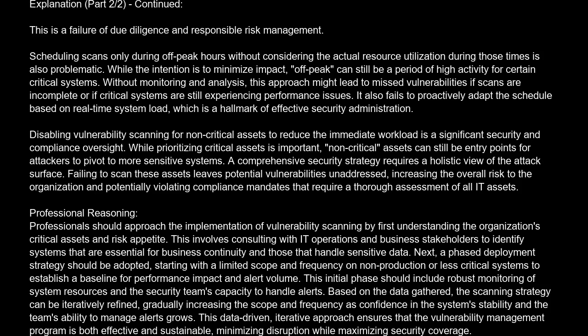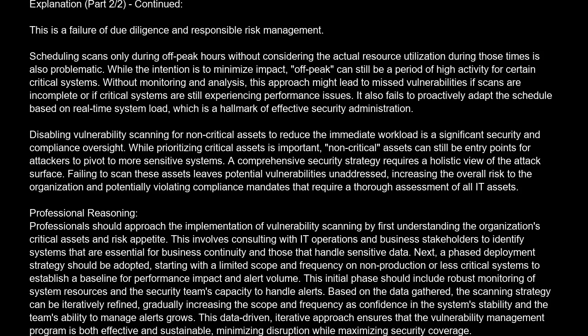Professional reasoning. Professionals should approach the implementation of vulnerability scanning by first understanding the organization's critical assets and risk appetite. This involves consulting with IT operations and business stakeholders to identify systems that are essential for business continuity and those that handle sensitive data. Next, a phased deployment strategy should be adopted, starting with a limited scope and frequency on non-production or less critical systems to establish a baseline for performance impact and alert volume.